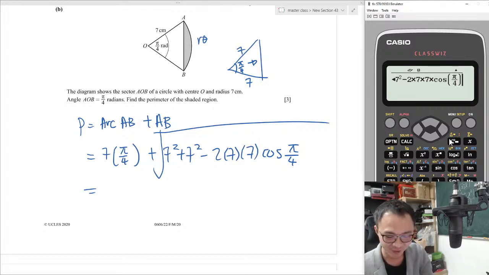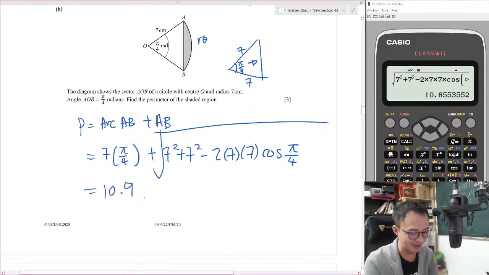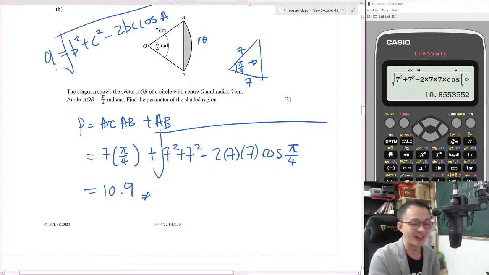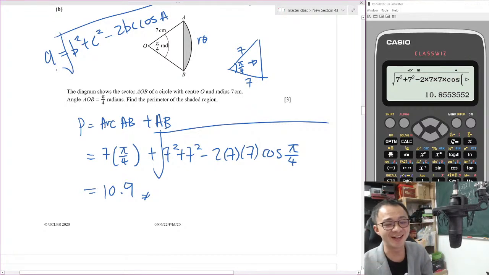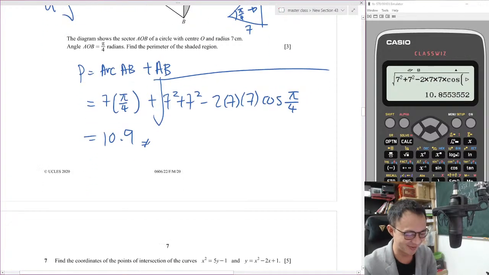Yeah, so this one will be n plus 7 pi over 4. So yeah, this is the correct one, 10.9. Square root, because the formula is a squared equals b squared plus c squared minus 2bc cos A. And because I want to find a only, I'm not finding a squared, therefore I need to add the square root to the other side. I just make too many mistakes for these papers.